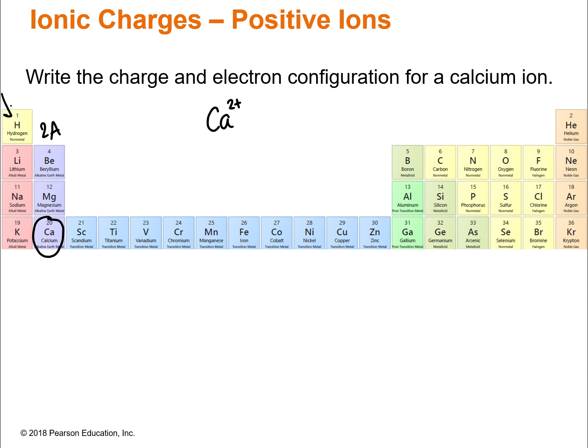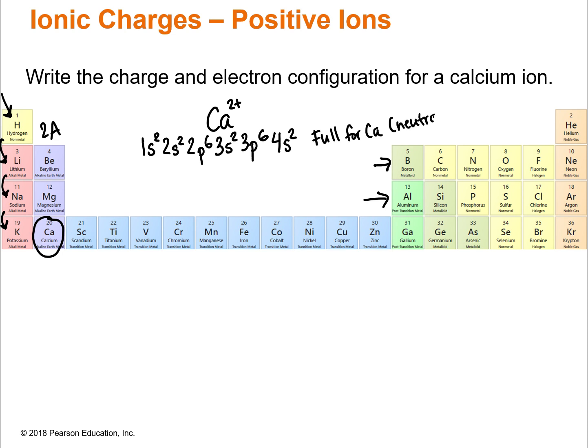So if we write out the full electron configuration for calcium, the neutral atom, we start with 1s2. We fill up the 2s and the 2p. We then fill up the 3s and the 3p. And then we'd fill the 4s and we'd call it done. But where are the valence electrons? The valence electrons are the outermost electrons in the outermost energy level. These are our valence electrons.